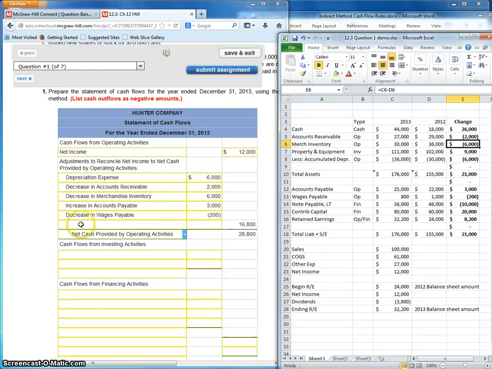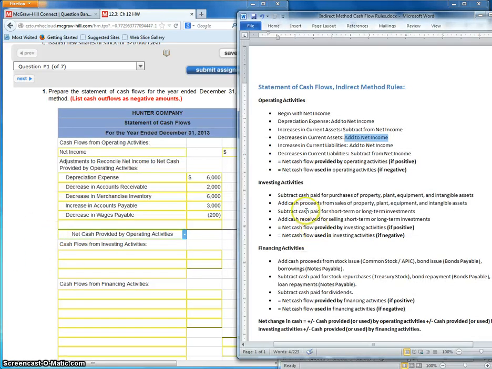Now for the investing section. Let's look at our rules for investing activities. What we're looking for basically are any long-term assets and any investments. So I'm going to subtract any cash paid for purchases of those long-term assets, property, plant, equipment, intangibles, and I'm going to add any cash proceeds if I sell those things. I'm going to subtract cash if I paid for short-term, long-term investments, add cash if I sold long-term or short-term investments. You're basically saying, what does my bank account do when these events happen regarding the long-term assets?